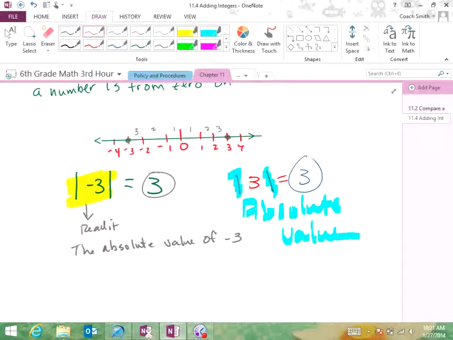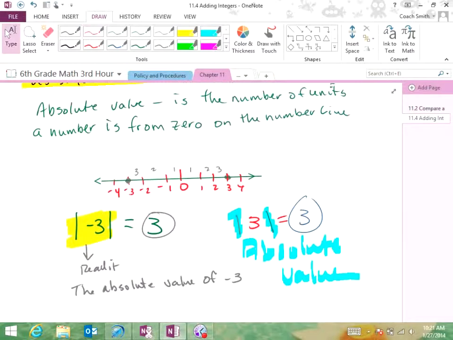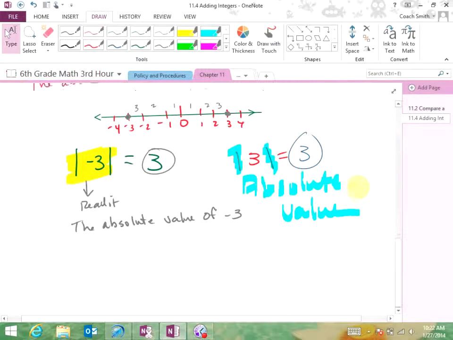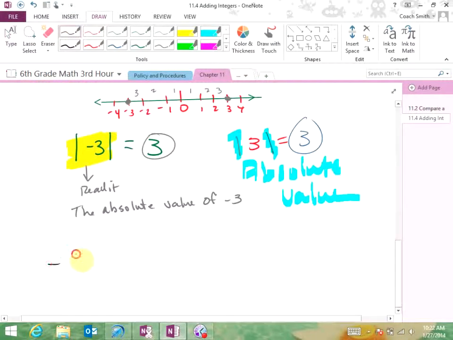Now, second thing about absolute value. The absolute value of a number is always positive. Okay, the absolute value of any number is always positive. So let me go back to our original problem that we talked about. -8 plus +7. I'm going to write it just like the book does.